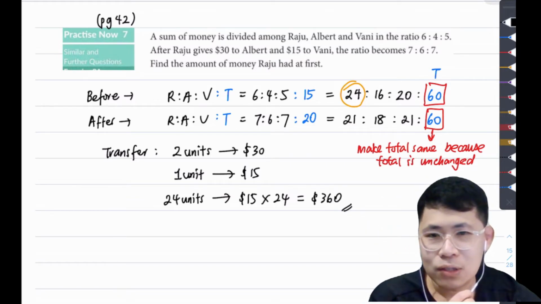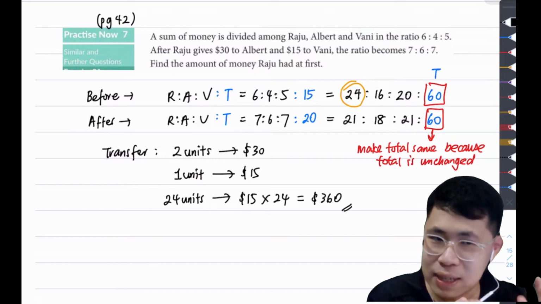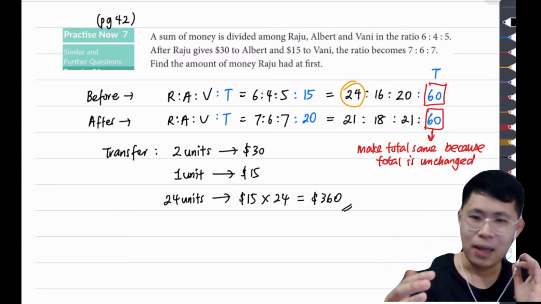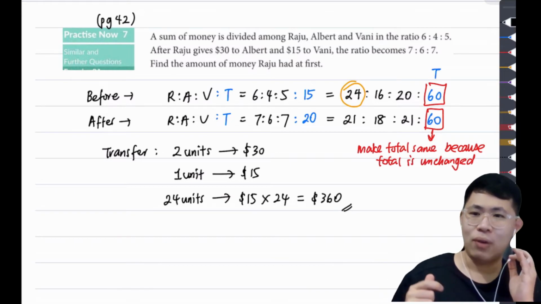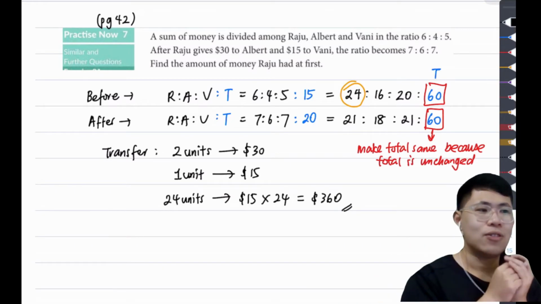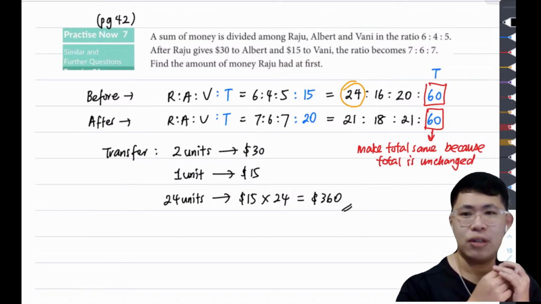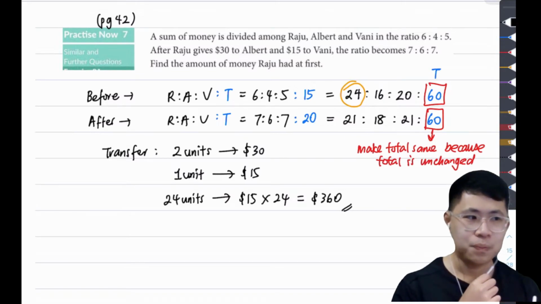Okay, so once again, I hope the strategy is clear. We try to make something the same and then we'll track the total or we'll track the difference. Or we look at the transfer. So this is one very common strategy that we have for ratio.